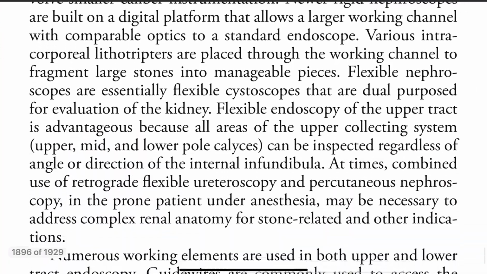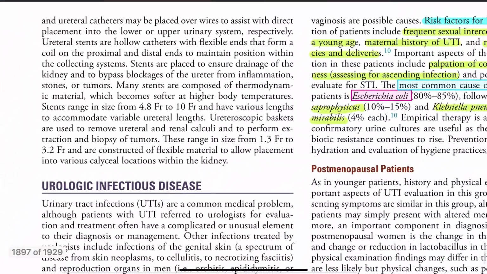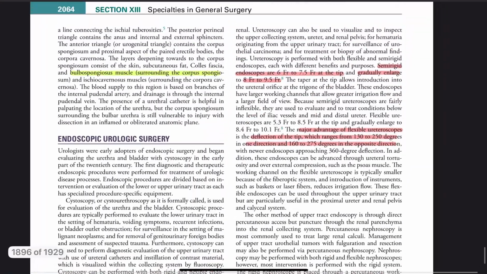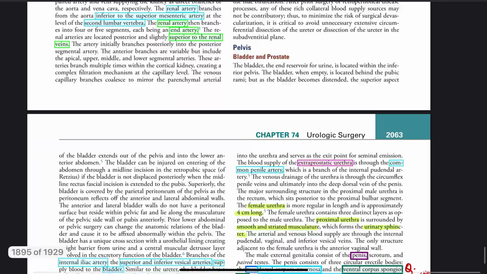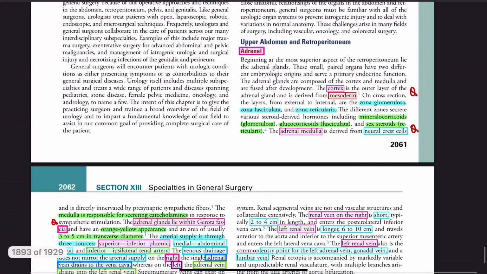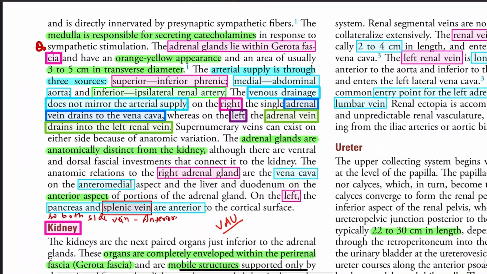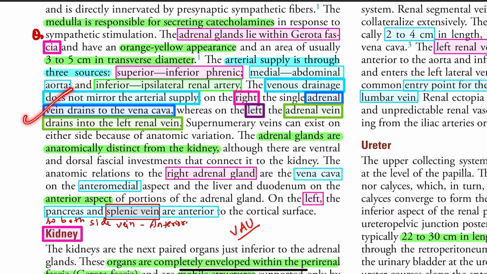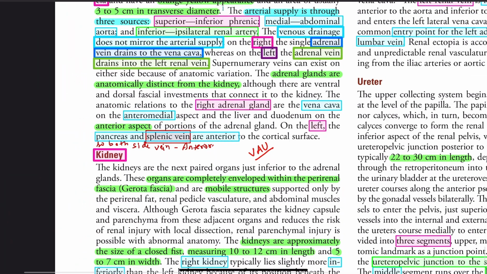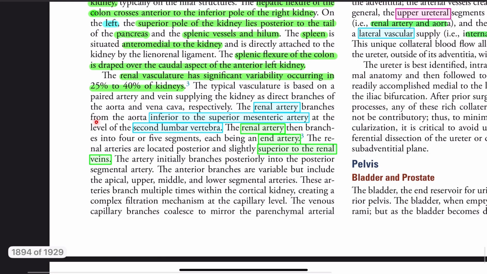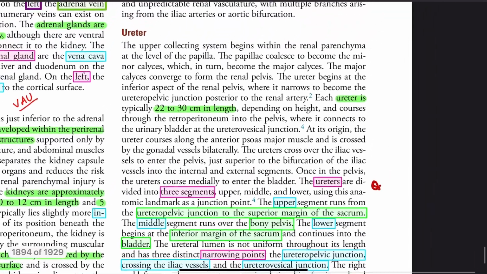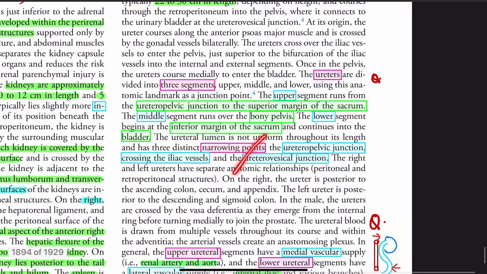So we have finished the anatomy and the endoscopy. The next chapter will cover the infection part. The important points, just the important ones: the adrenal cortex and adrenal medulla, then the blood supply of the adrenal. Then the renal arteries, end arteries at L2, then 3 segments and 3 narrowings, important points.